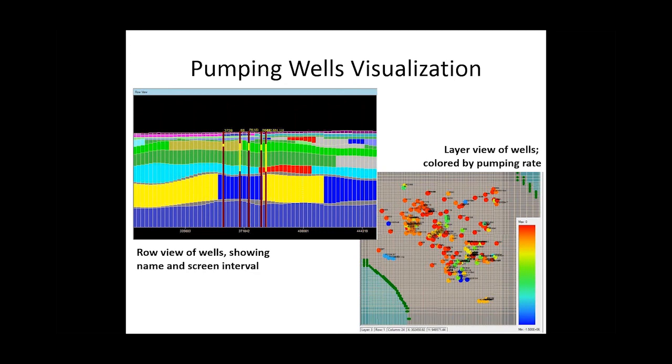In this case, the color rendering uses a classification such that those colored in blue have the higher pumping, and those colored in red have the lower pumping or no pumping at all.